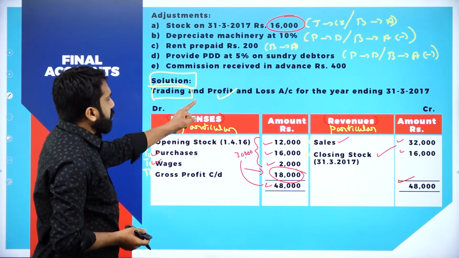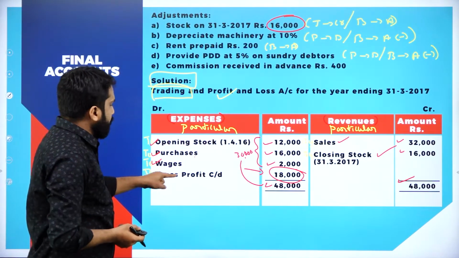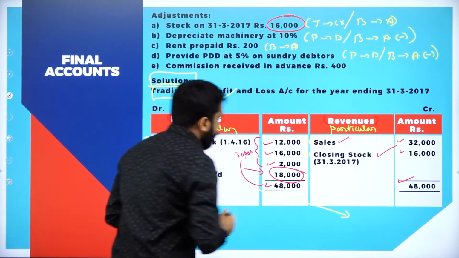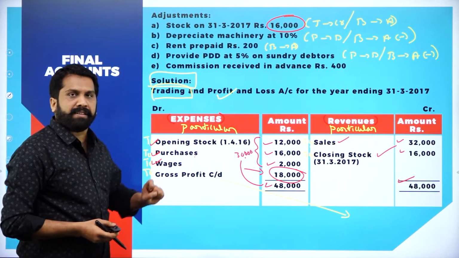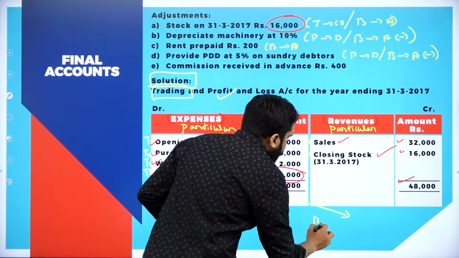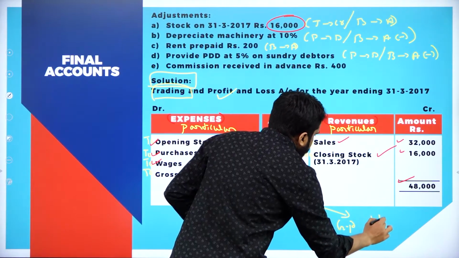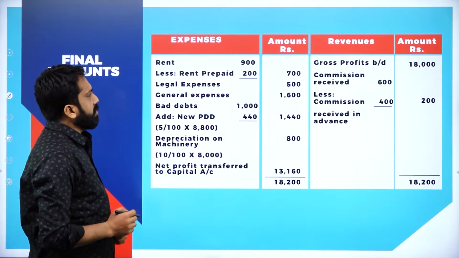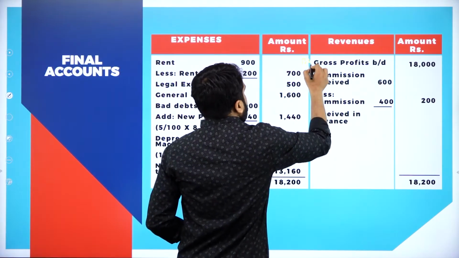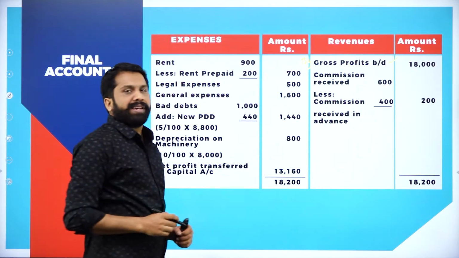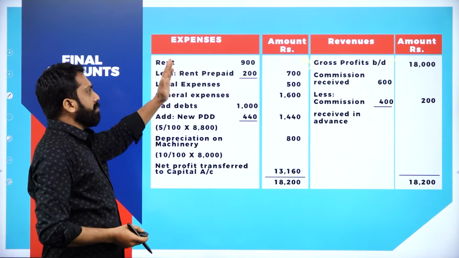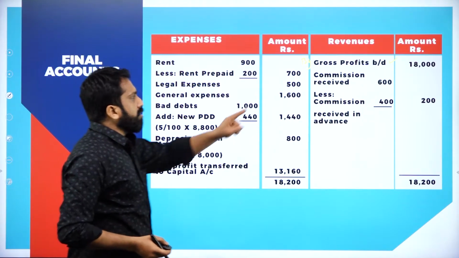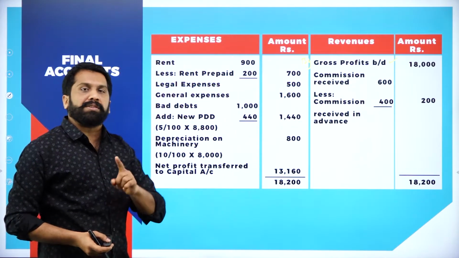Now, before you start your profit and loss account, what is your gross profit? 18,000. This 18,000 will come here. It will be 'By gross profit brought down'. We have to start your P&L like this. I'll go to your P&L. See, by gross profit brought down 18,000. If it is loss, it will come on this side. If it is profit, it should come on the credit side. Clear? Yes. First you have to copy the gross profit. Then we'll go back to your question.